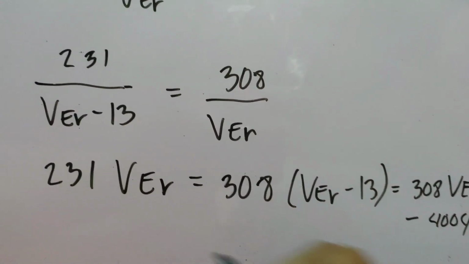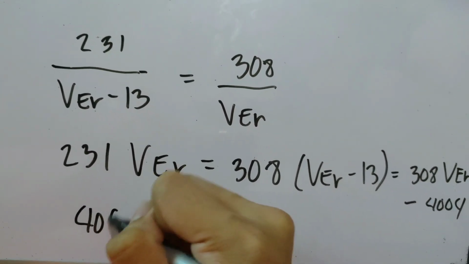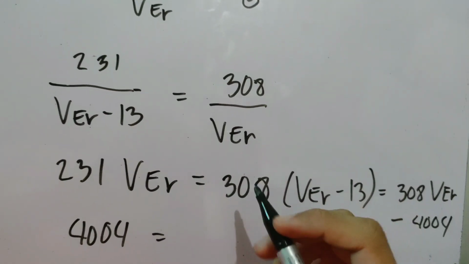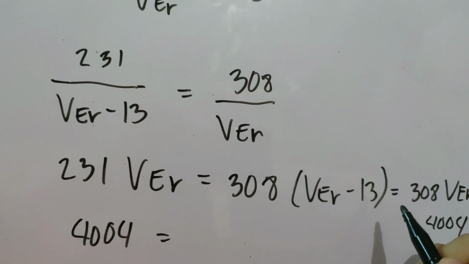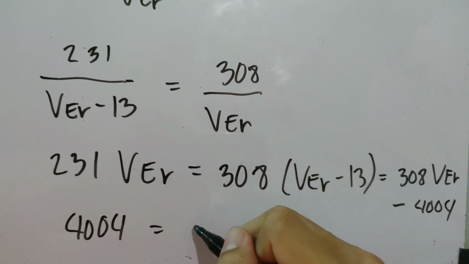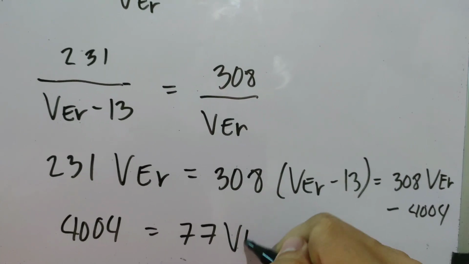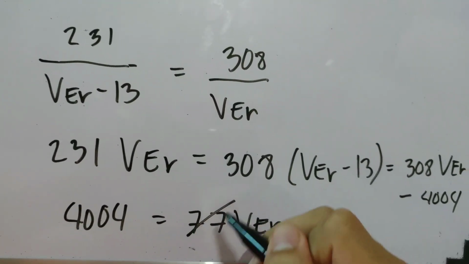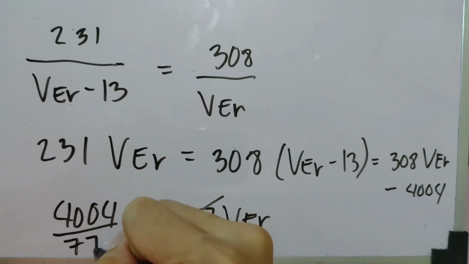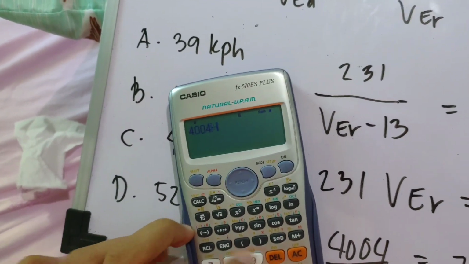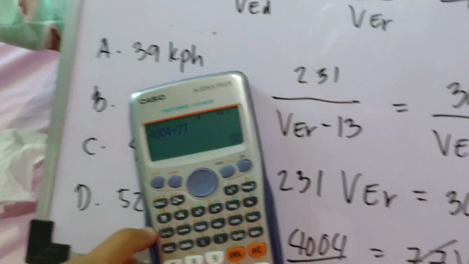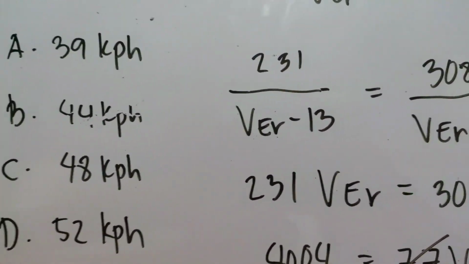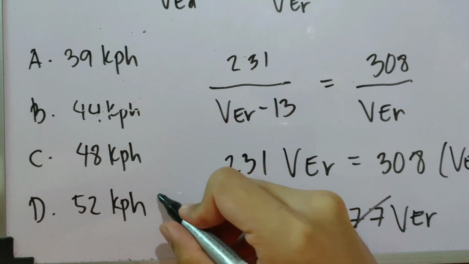So, itong 4,004, ilipat natin sa kabila, magiging 4,004 plus ito i-minus natin sa kabila is equal to 308 minus 231, magiging 77 VER. Tapos divide natin both sides ng 77. So makakancel na to, magiging 4,004 over 77 to. So ang VER natin is equal to 52. So, ang correct answer dito is 52 kilometers per hour, which is letter D.